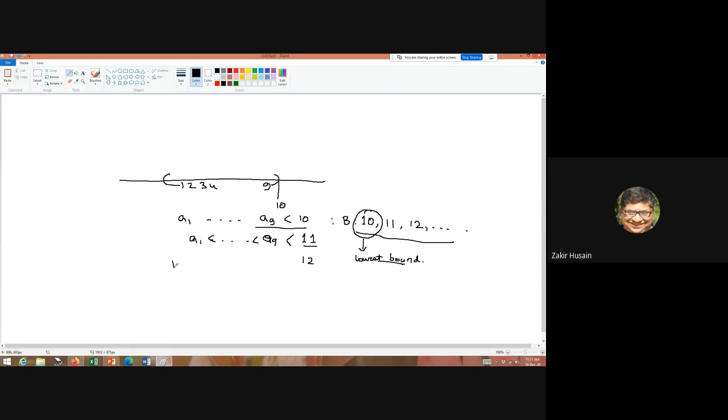Similarly, if I look at the series 1 to 9, what is the lower boundary? 0. It can be 0. Okay. -1 also. So all these are upper bounds and these are lower bounds. But again, what is special about 0? It is the highest lower bound.